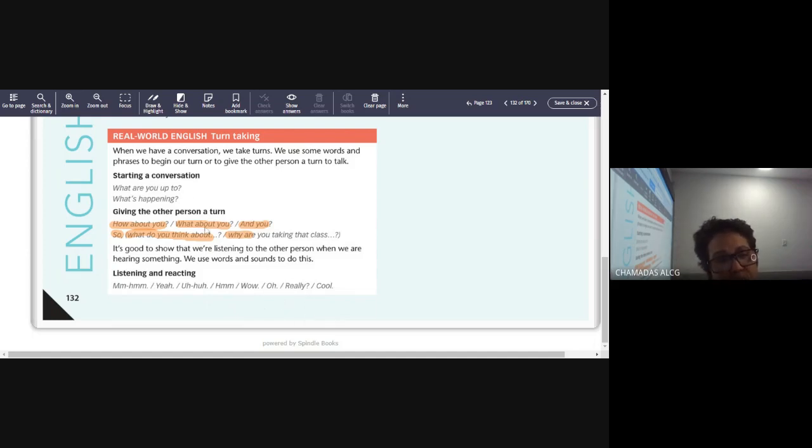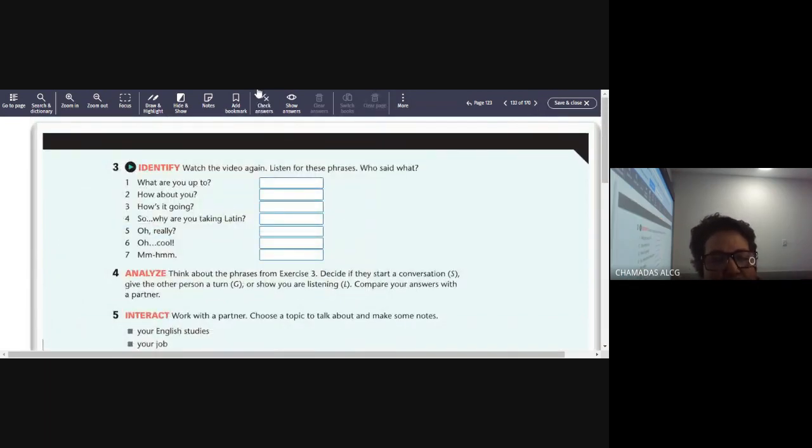Mas, como a gente já viu antes, é importante também a gente interagir com perguntas e perguntando a opinião do outro, né? Dando a chance do outro falar, não somente ficar ouvindo e dando esses monossílabos, né? Ok, guys. All right. Now, watch the video again and listen for these phrases and who said that.